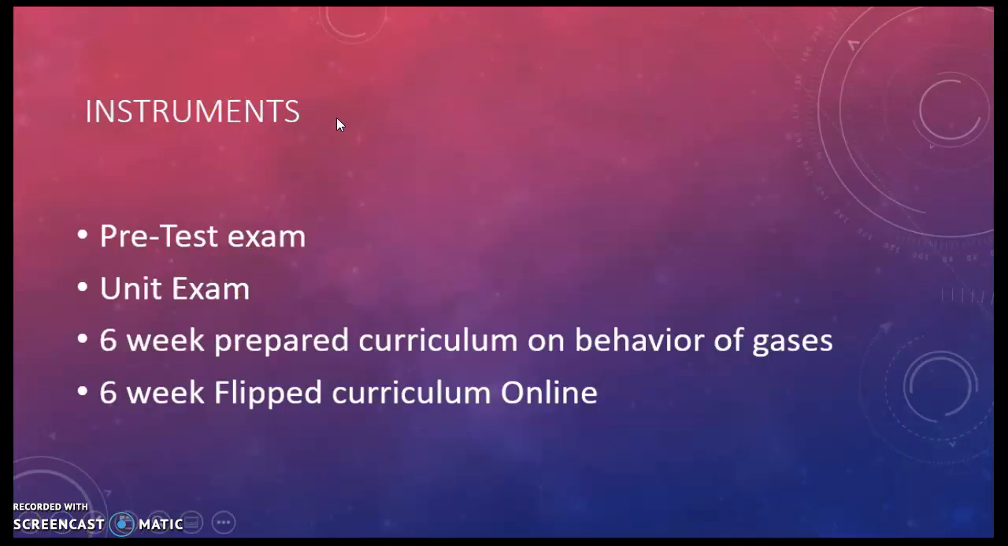The instruments that we're going to use: I did a pre-test exam, which in chemistry I don't feel is very smart because not many people know chemistry. So giving a pre-test in chemistry is like giving someone a pre-test in Greek. They're just not going to know. So you can imagine there's going to be a very wide range of scores, but you're going to like my results. So we did a pre-test exam, and we did a unit exam. It was a 6-week prepared curriculum on behavior of gases, that's periods 1 and 3. And then the 6-week flipped curriculum online, that's period 2.